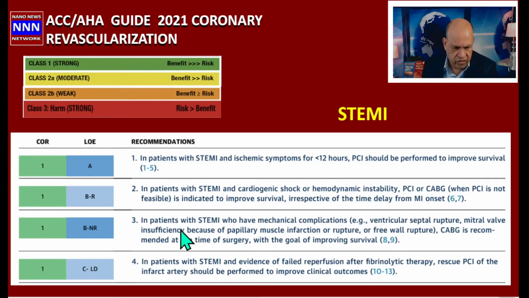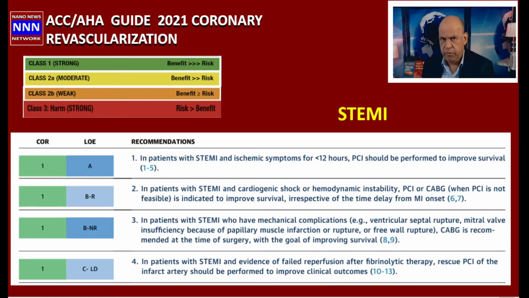Then we have the next indication, STEMI who have mechanical complications like ventricular septal defect, papillary muscle dysfunction, papillary muscle rupture, or severe mitral regurgitation. And these patients do best. The outcomes are extremely bad, but they do better with coronary artery bypass surgery and perhaps fixing some of these leaks.